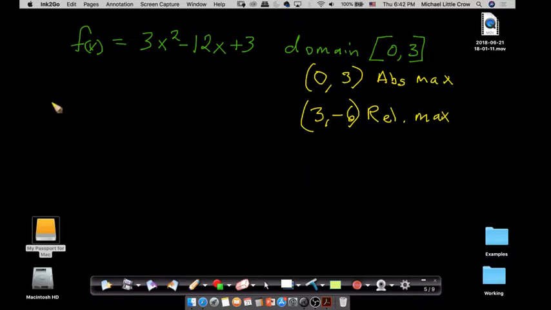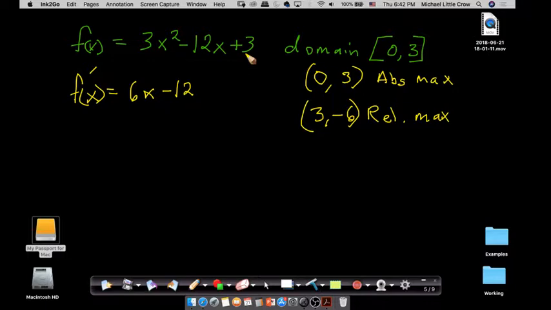Okay. And then to find the one in the middle, what we're going to do is we're going to take the derivative of the function. And this is what we've been doing. So the derivative of this, the 2 comes down. 2 times 3 is 6x. 2 minus 1 is just the 1. And then this, to take this derivative, 1 times -12 is -12. 1 minus 1 is 0, so that becomes x to the 0, which is just 1. Derivative of a constant is 0, so we're done.